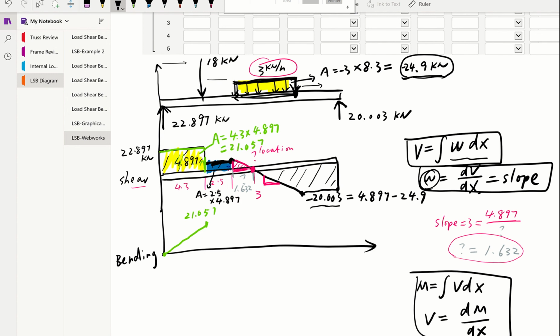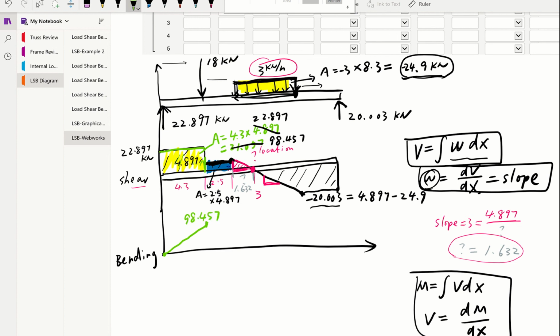Oh, by the way, I think I made a mistake going back to this one here. This area is not 4.897. 4.897 is here. So what should I multiply by? 22.897. So I'm going to recalculate 4.3 times 22.897. That will give me 98.457. Knowing that, we're going to erase this, and I'm going to change that to 98.457.